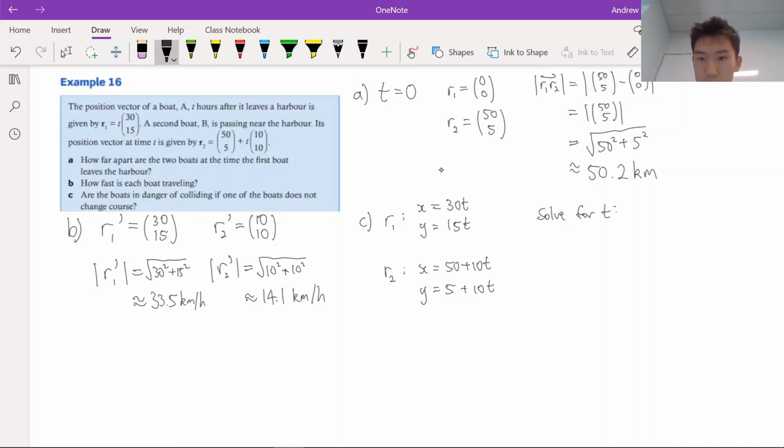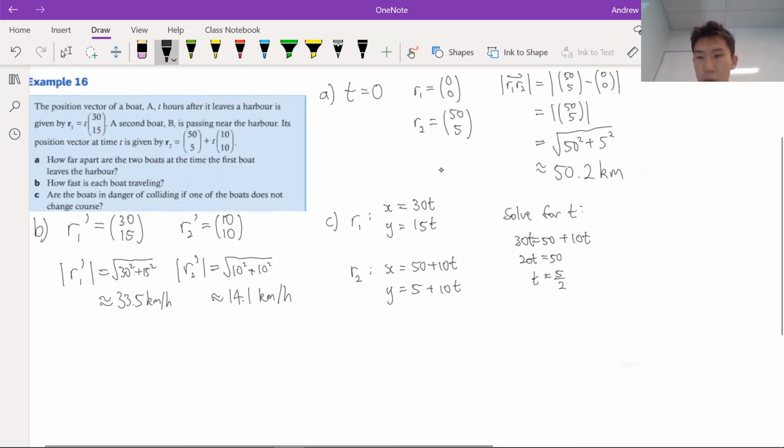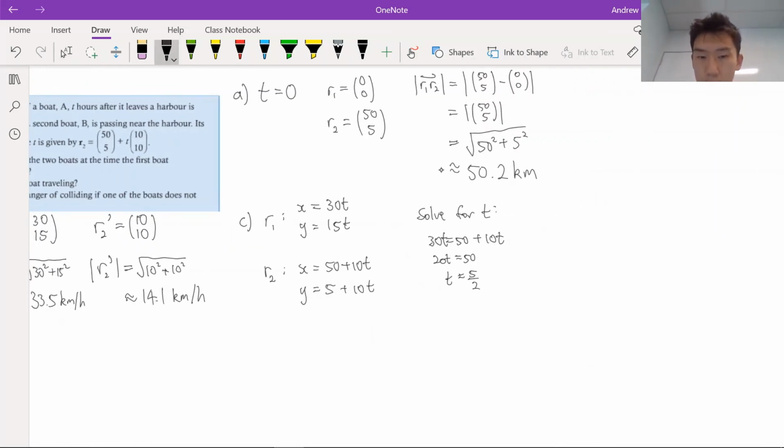So let's make the x components equal to each other. So 30t equals 50 plus 10t. So we get 20t equals 50. T equals 50 on 20, which is 5 on 2. Now let's let the y components equal each other. So 15t equals 5 plus 10t. So we'll get 5t equals 5. t equals 1. Okay, so let's have a think about what this means.